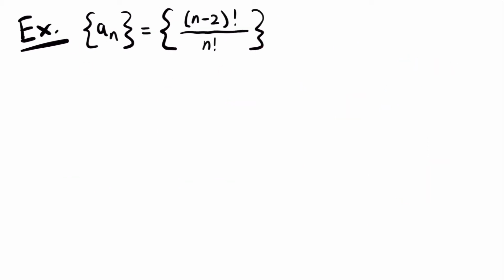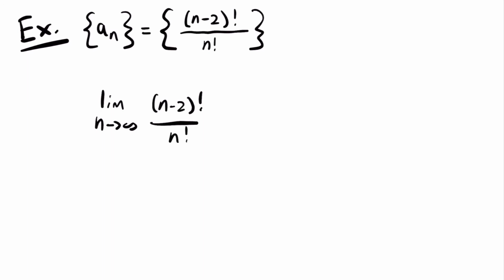We have the sequence a sub n is equal to (n minus 2) factorial divided by n factorial. Now, this sequence might seem pretty complex, but what you're going to find is that this is not as bad as it looks. So if we want to determine the convergence of this sequence, we need to take the limit as n approaches infinity of that sequence. So we'll have the limit as n approaches infinity of (n minus 2) factorial divided by n factorial.